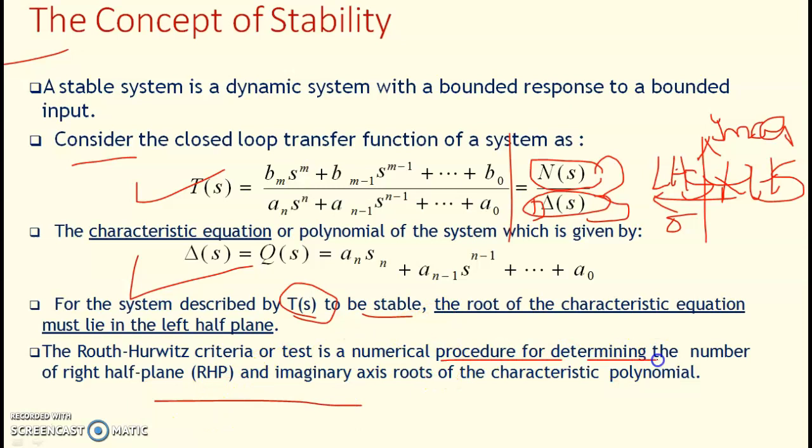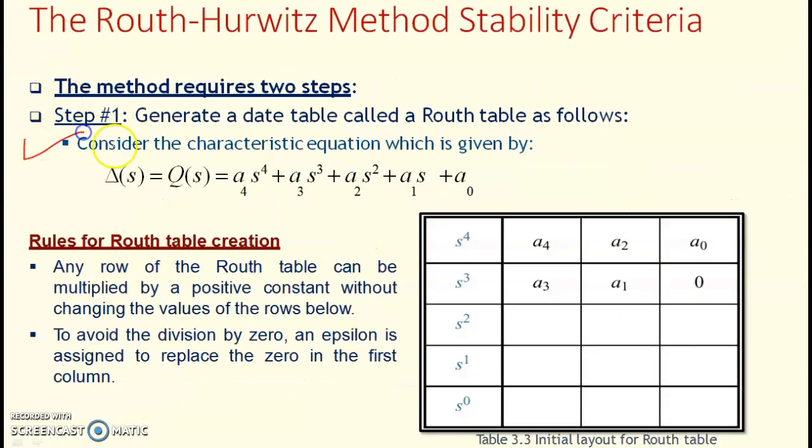From the procedure we determine the right half of the S plane and imaginary roots of the characteristic polynomial equation. This equation is called the polynomial equation. So using these methods we find the roots of the characteristic equation. To check the Routh criteria, there are two conditions. Any row of the Routh table can be multiplied by a positive constant without changing the value of the row below. To avoid division by zero, an epsilon is assigned to replace the zero in the first column.